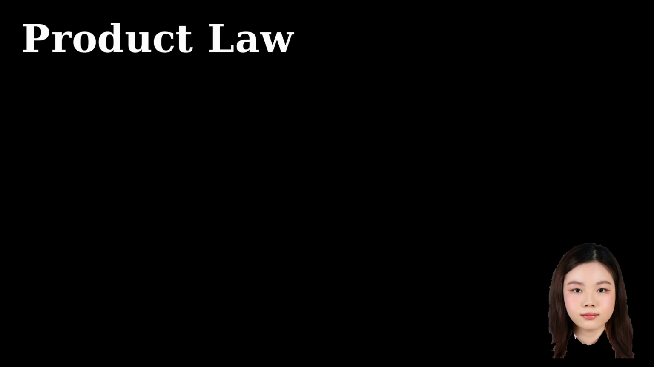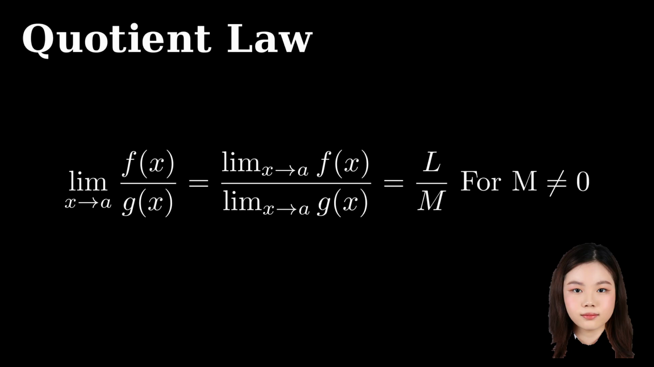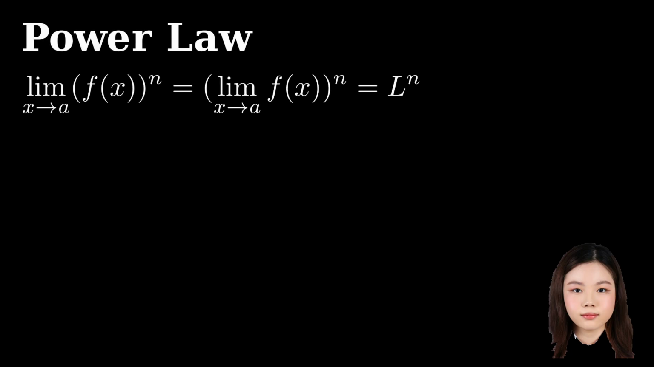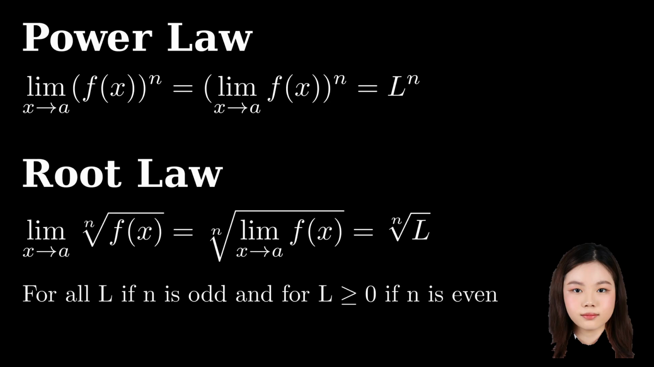4. Product law for limits. It is that if each function has its own limit, then the limit of their product is just the product of their limits. 5. Quotient law for limits. You can take the top and bottom limits separately, but be careful that division by 0 means the limit doesn't exist or goes to infinity. 6. Power law for limits. And 7. Root law for limits. For power and root laws, in other words, taking powers or roots outside works naturally with limits as long as what's inside makes sense. Now we know how to handle limits algebraically. Next, we'll see how limits connect to continuity.